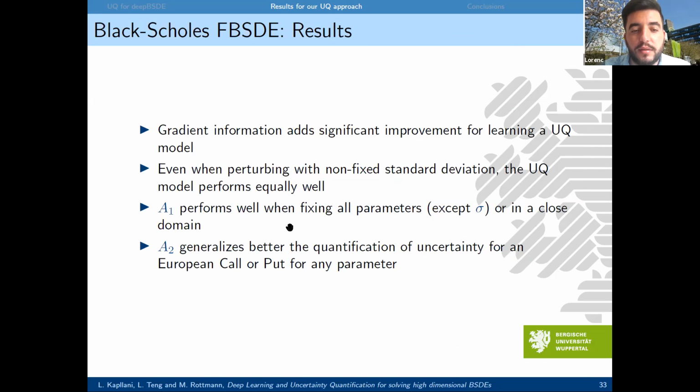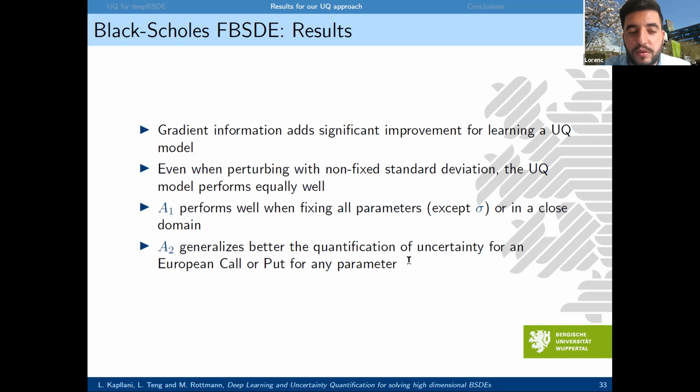The conclusion is that it performs very well when we vary only sigma, but it can also perform well even in a closed domain of the parameters, as we saw in the case of the maturity T. And the other one, A2, there is a mistake here, is when we consider a fixed perturbation to the volatility and we vary all other parameters. And this kind of model actually generalizes better the quantification of uncertainty.